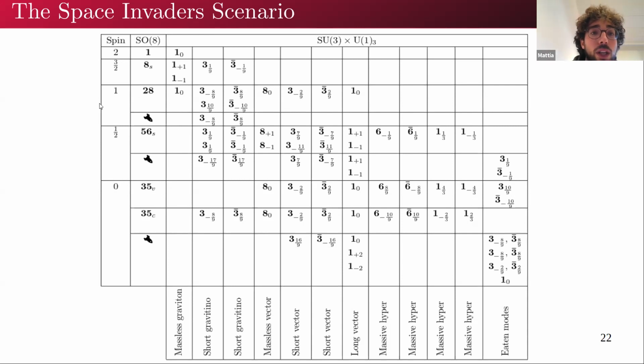And that's the other feature that the squashed 7-sphere of Pope shares, because there happens a space invasion as well, where, if I remember correctly, they need to drag a singlet instead of a triplet in order to complete the massless graviton.